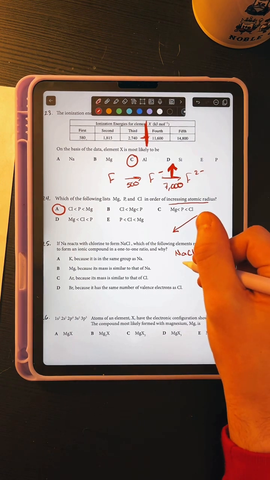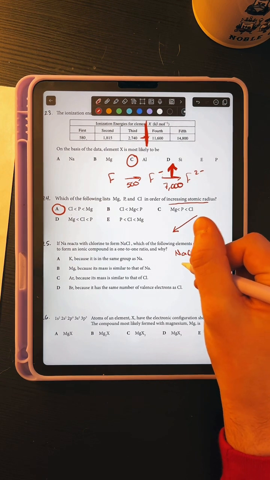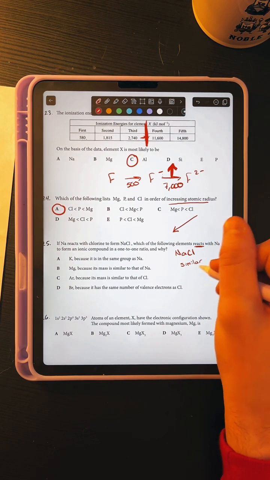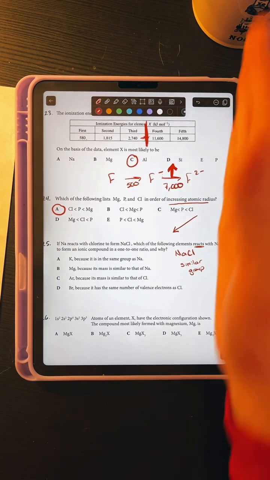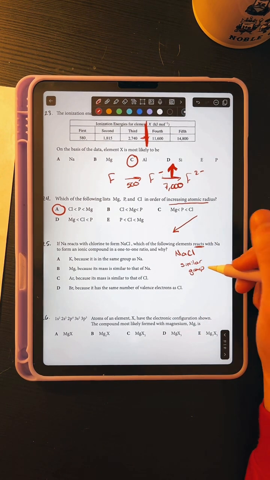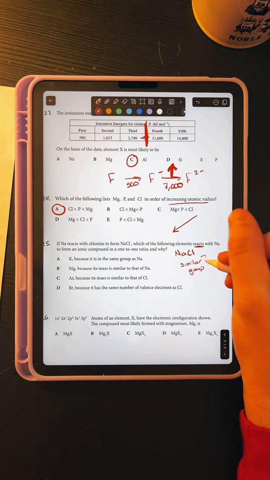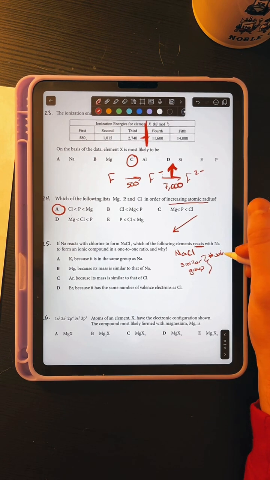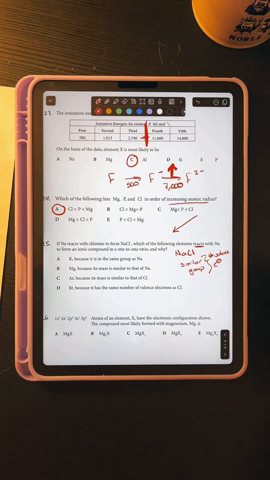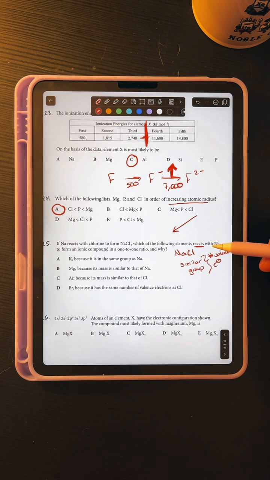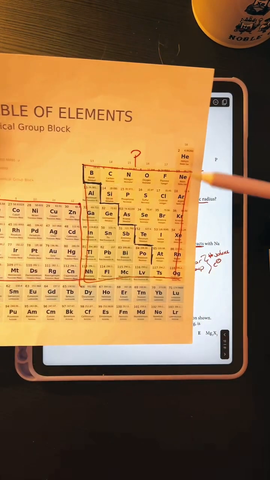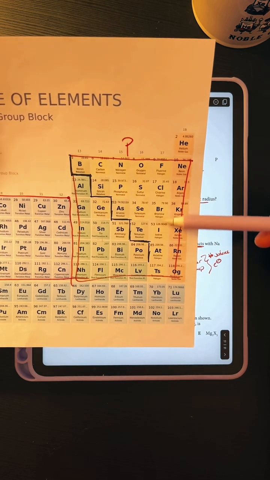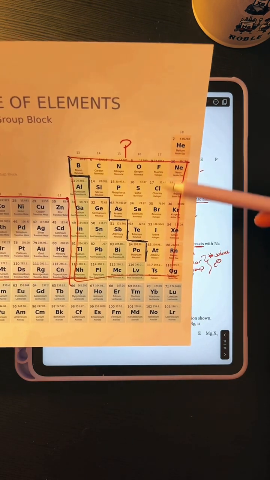Now, we're looking for something that is dealing with reactivity. With reactivity, we want something in a similar group, because a group or a column on the periodic table has similar reactivity. That's because they have the same number of valence electrons, or electrons in the outermost shell, so it can do the same sort of chemistry. So if we're looking for an element that reacts with sodium, we want an element in the same group as chlorine.